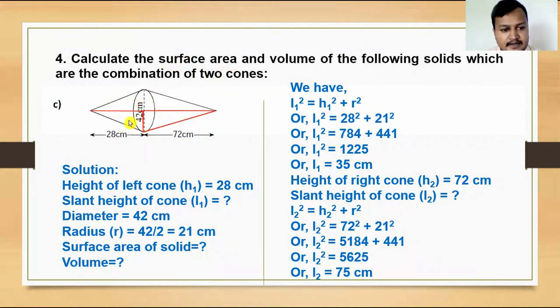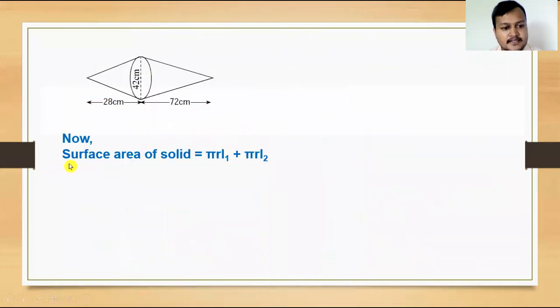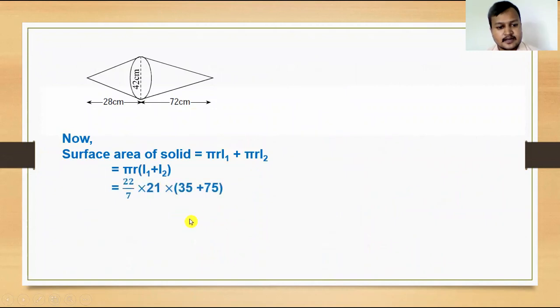cones and add to get the total volume of this solid. As I already said, the surface area of the solid is pi r L1 plus pi r L2. L1 and L2 are already calculated. Pi r common, L1 plus L2 remaining inside after taking pi r common. Pi r common, value L1 plus L2.